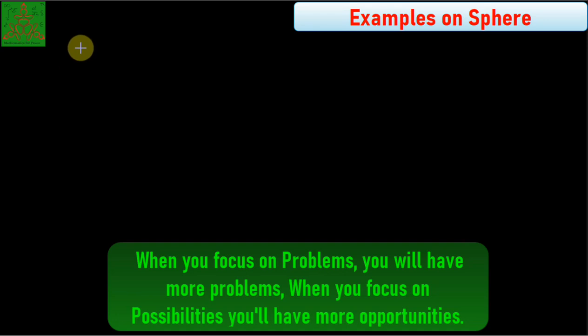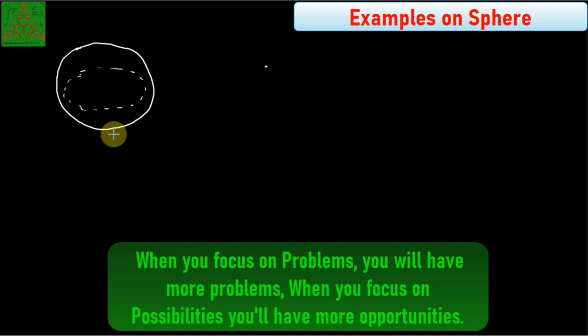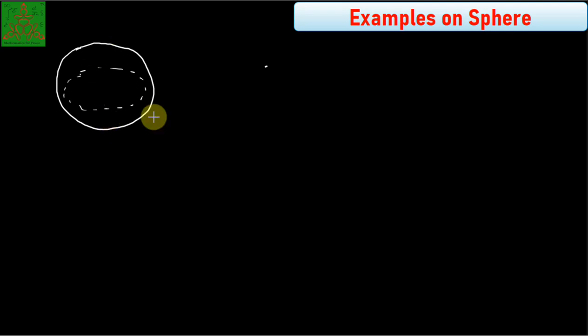So in the sphere, if you are given one sphere and a point, then there are three possibilities for this point and the sphere. Either this point is inside the sphere, or it is outside the sphere, or it is on the sphere. This is known as the power of a point.